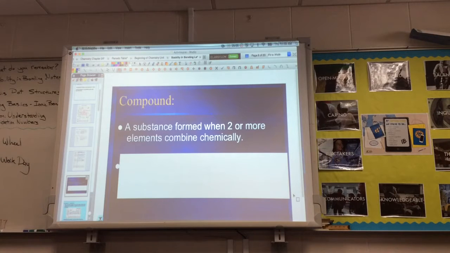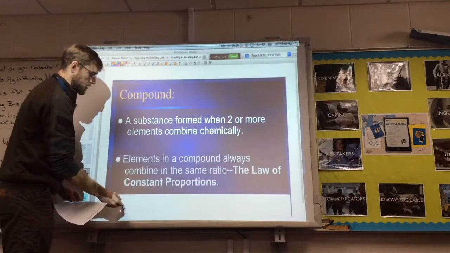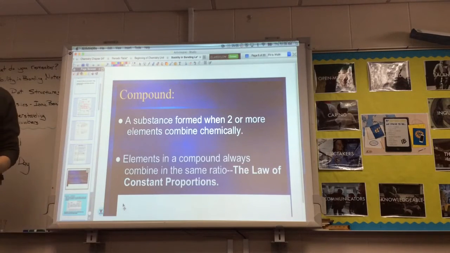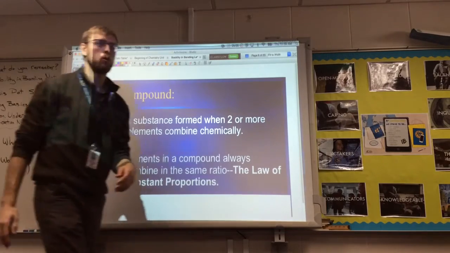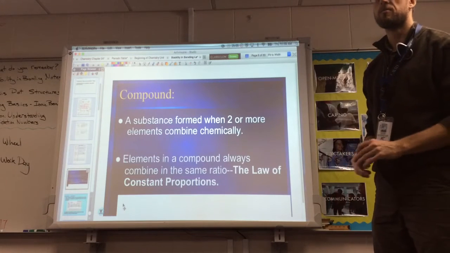We do have something called the law of constant proportion, which is an early chemistry law. It tells us that elements in a compound always combine in the same ratio. So every time you have water, it's going to be the same compound formula, the same ratio. Do you remember water's formula?